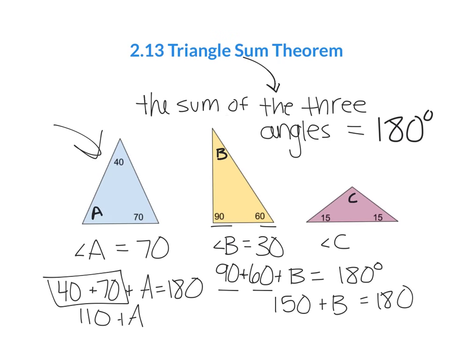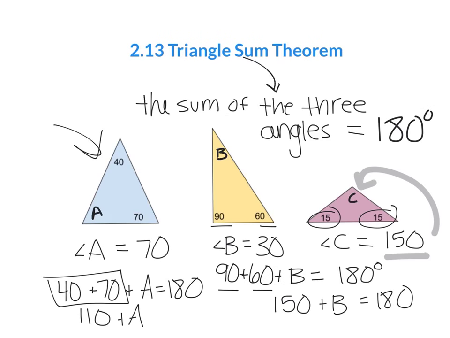All right, try C on your own. We have 15 and 15. What would that missing angle measure have to be in order to come out to 180 degrees? If you said 150, you are correct. These two add up to 30, meaning the remaining 150 degrees must reside in that missing angle.